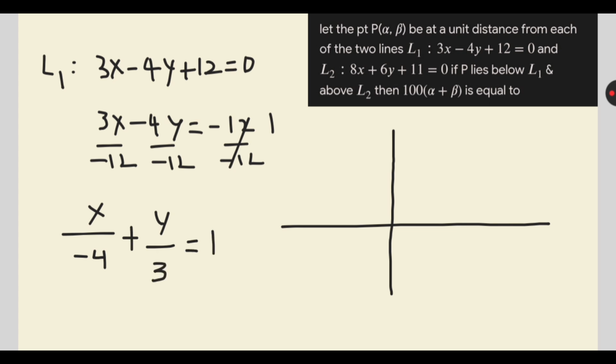That means x-intercept is minus 4. Where it comes? It comes here, minus 4 and y-intercept is plus 3. So plus 3 comes here. That means if you draw a line here, this is the L1 line. Similarly, let's draw the L2 line.